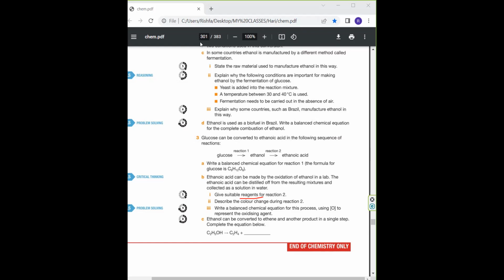So it would be ethanol and potassium dichromate. Give suitable reagents for reaction 2 with ethanol. What and what do we react? That is what they're asking. Whatever is not mentioned here. Potassium dichromate and dilute sulfuric acid, right? Yeah, hydrogen ions, we add it by that. So you should write it as dilute sulfuric acid. Can I give it in words or do I have to write the chemical formula? No, write it in words. It's okay.